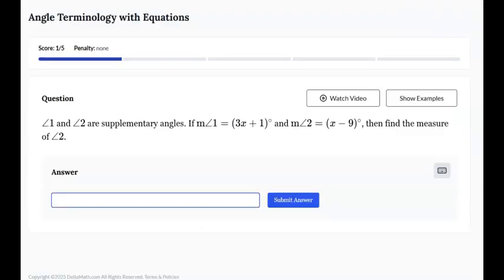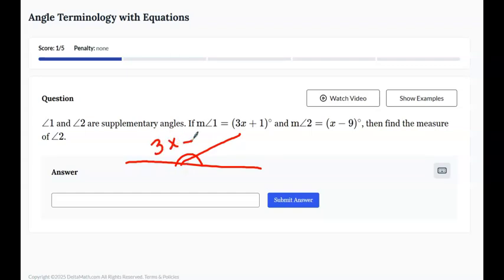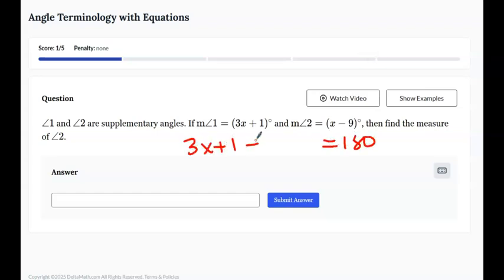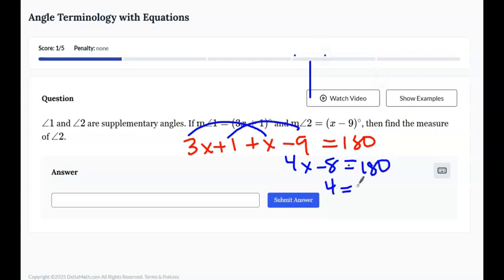Let's try one more. This one tells you that angle 1 and 2 are supplementary. You might want to draw that situation if you feel like you need to. Label angle 1 and label angle 2. But either way, you know that these two angles have a sum of 180 degrees. So angle 1 plus angle 2 is 180 degrees. You're going to do all of the combining like terms like you did before and solving for x to give you 4x minus 8 equals 180. 4x equals 188. Divide by 4.